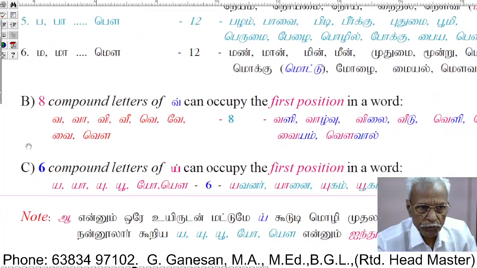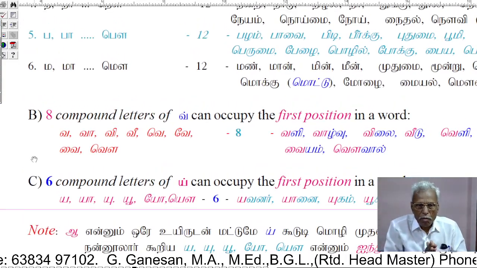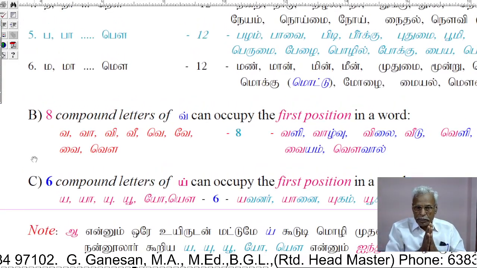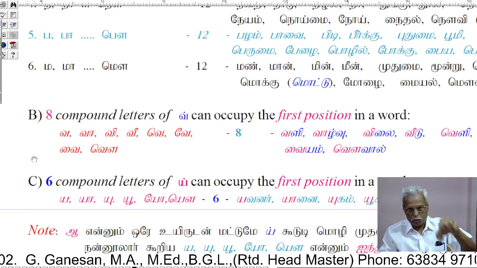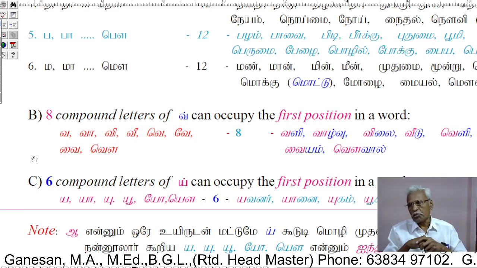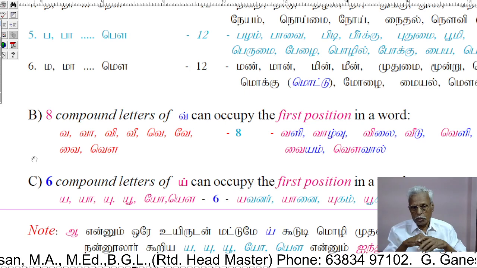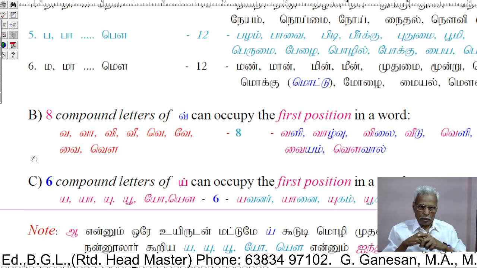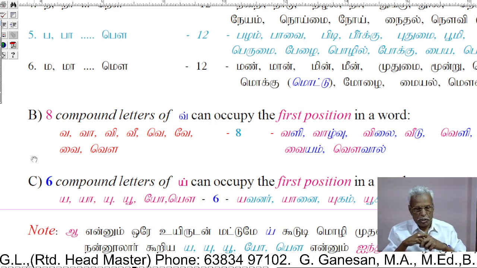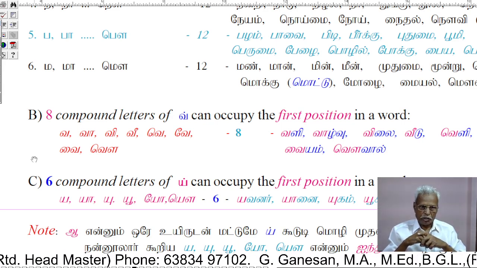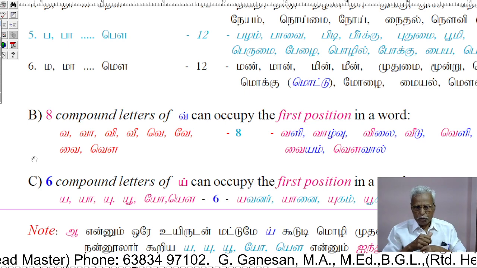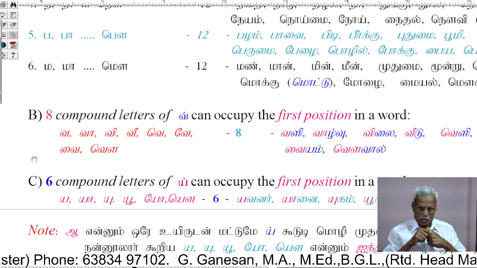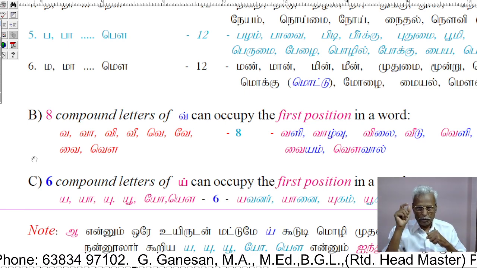Then, of the 8 compound letters of the consonant V, they can occupy the first position in a word. In the above, all 12 compound letters of the 6 consonant phonemes can occupy the first position. Regarding V, only the 8 compound letters of V could occupy the first position.